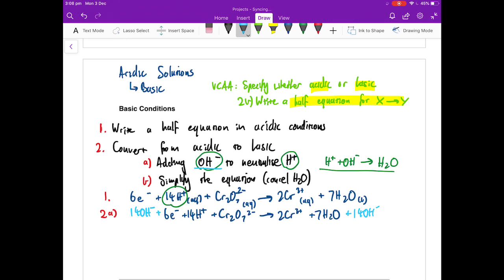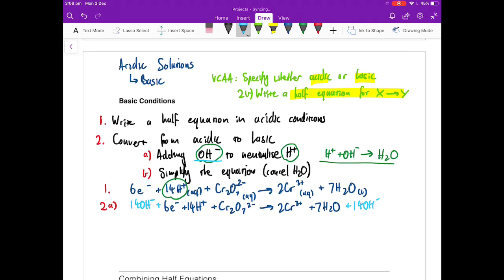Now, we can simplify this further because, as I said, H+ plus OH- gives us H2O. So on the left-hand side, we now have 14H2O plus 6e- plus Cr2O7 2-. And then we get 2Cr3+ plus 7H2O plus 14OH-. So what we've done here is we've simply combined our OH- and our H+ to provide us with 14H2O. And our 14OH- on the right-hand side stays the same.